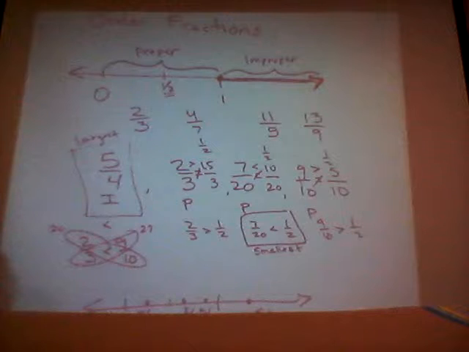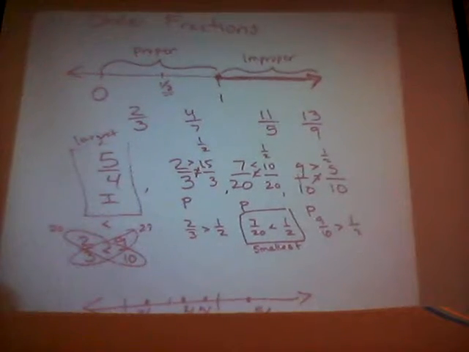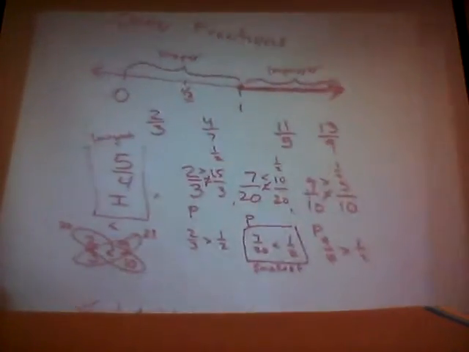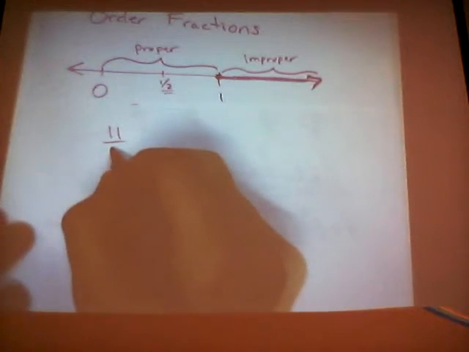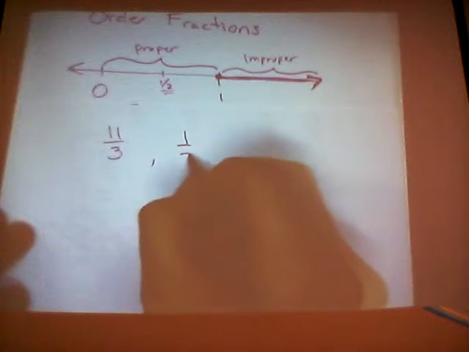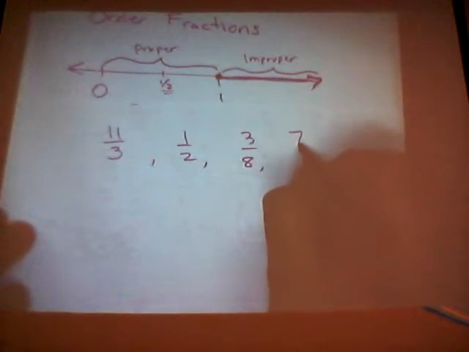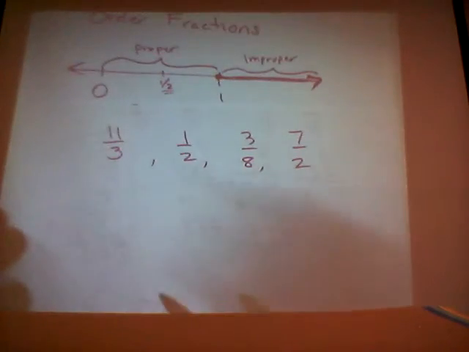And I just put these 4 fractions in order from least to greatest by doing something that I like to call reasoning. I just reasoned through based on my knowledge of fractions. Okay, let's do another example real quick. We're going to compare 11/3, 1/2, 3/8, and 7/2. Okay, I'm going to use my strategy.